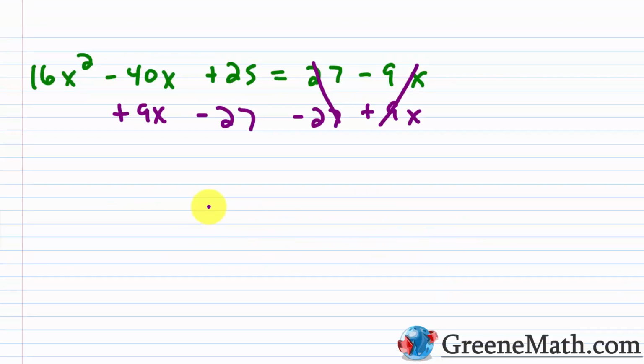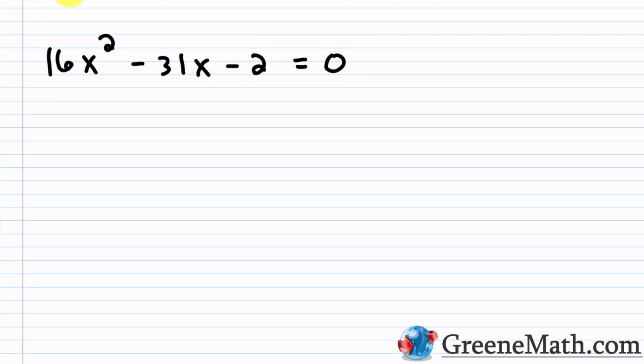Okay, so on the left-hand side, I just have my 16x squared. And then negative 40x plus 9x would give me negative 31x. And then 25 minus 27 is minus 2. And this equals 0. Okay, so I'm going to solve this using my quadratic formula. Let me scroll down a little bit. I know that this 16 is my value for A. The negative 31 is my value for B, and the negative 2 is my value for C.